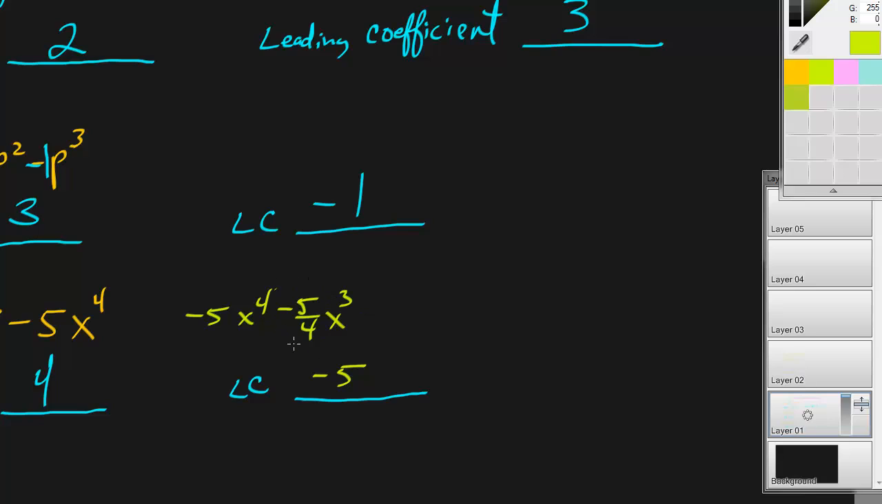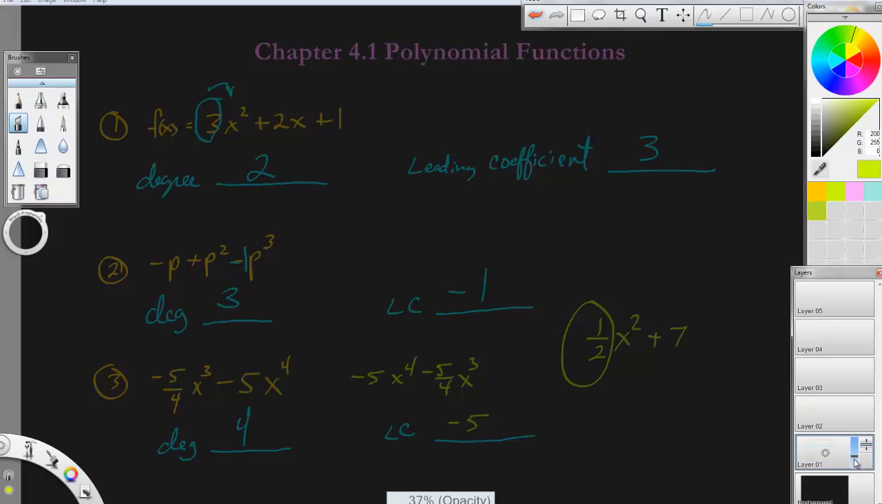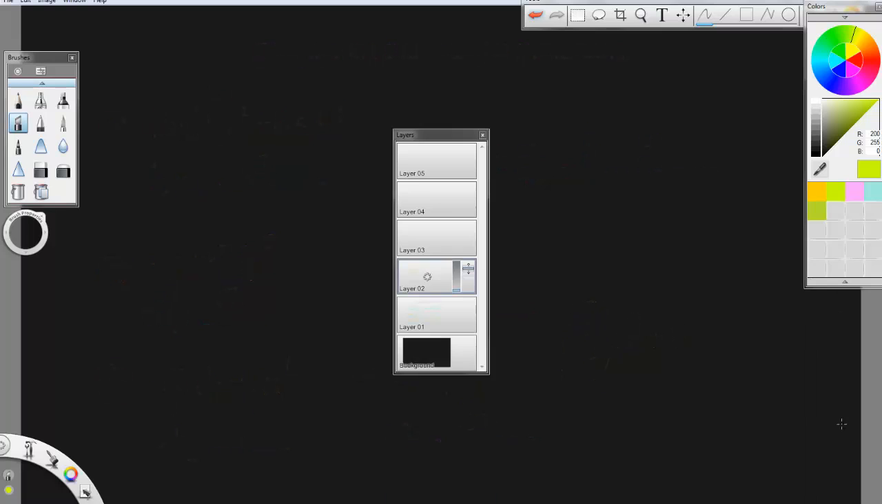Can a fraction be a leading coefficient? Of course it can. So if you did have one like 1/2 x squared plus 7, the degree would be 2 and the leading coefficient would be 1/2. You can have fractional coefficients for sure. So there's going to be some of that.